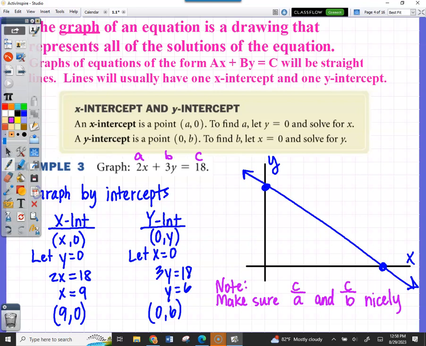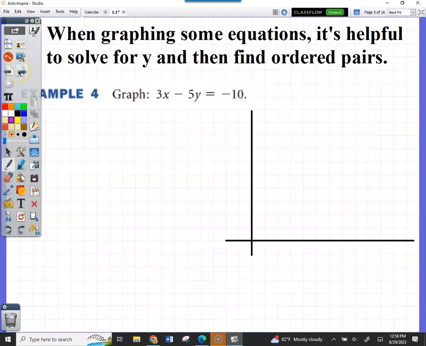Which brings us to the next slide to say, okay, well then what would you do? Well, the next slide is an example of when C will not divide nicely.